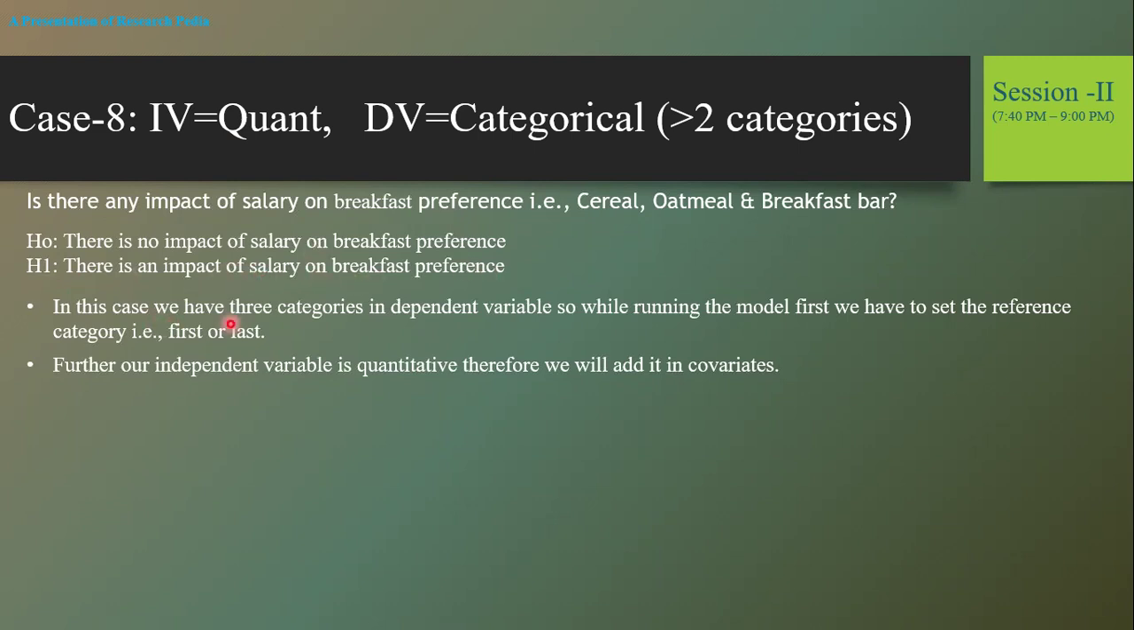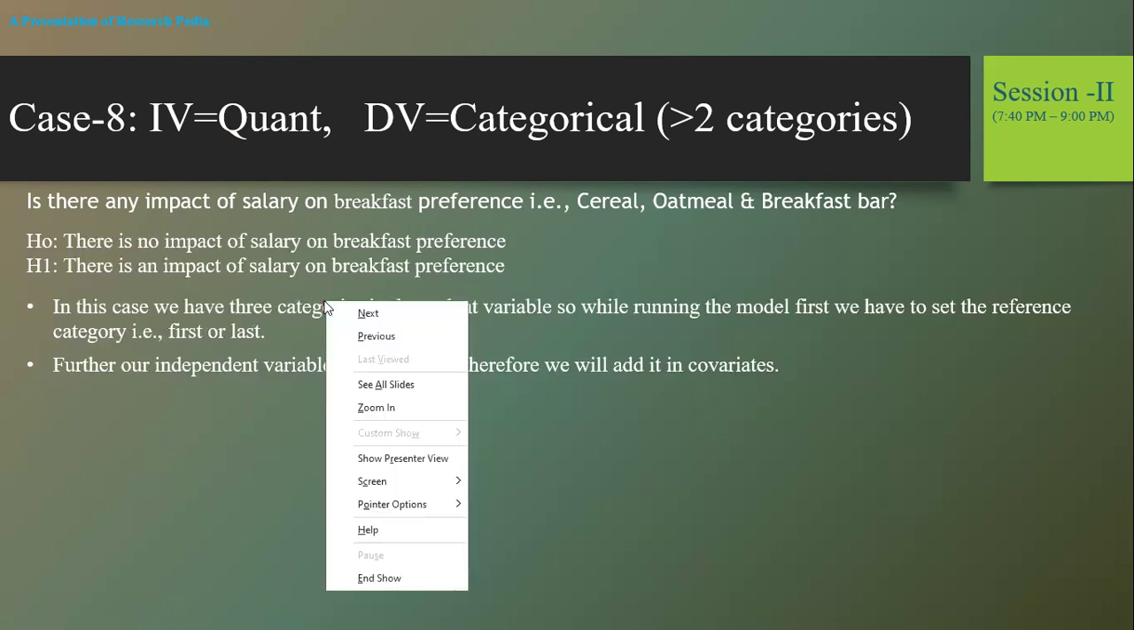So in this case, we have three categories in the dependent variable. So while running the model first, we have to set the reference category, whether we want the first to be the reference category or we want the last to be the reference category, because we have three categories in our dependent variable. So we need to take one of them, either the first or the last, as a reference category. Further, our independent variable is quantitative, therefore we will add it in covariates.